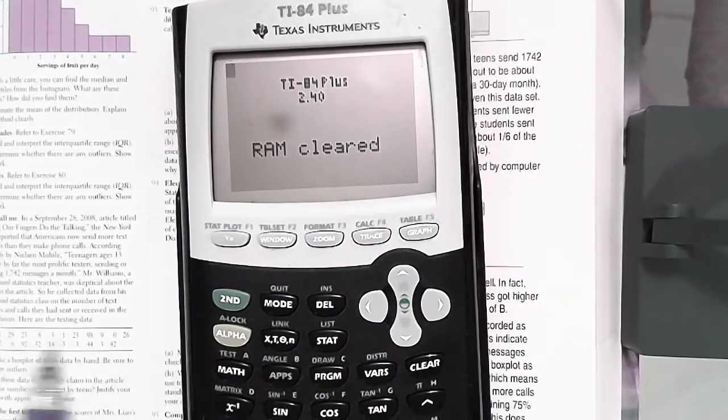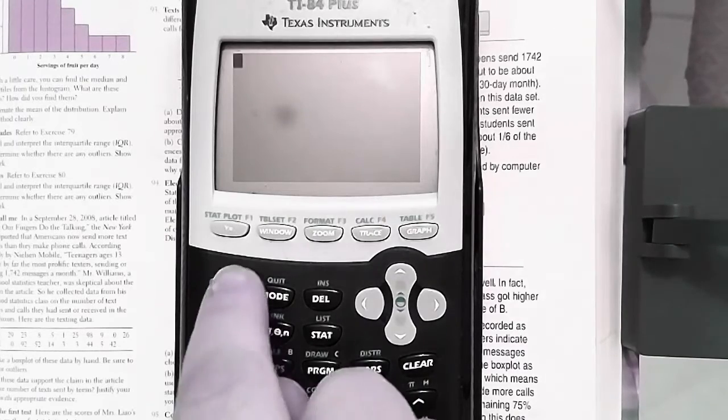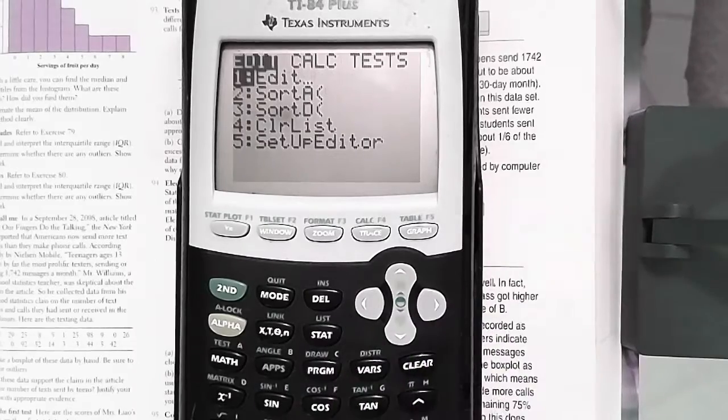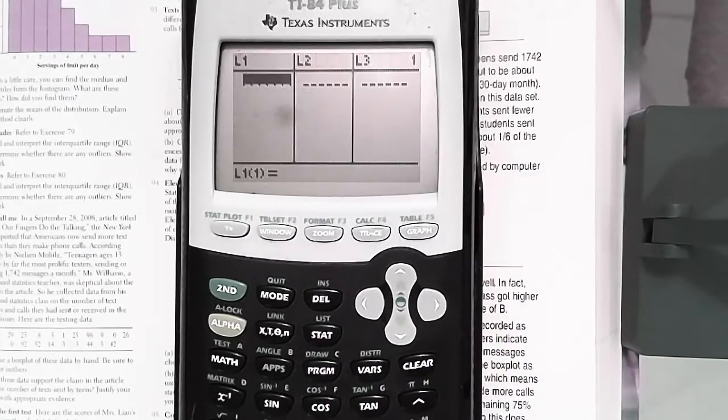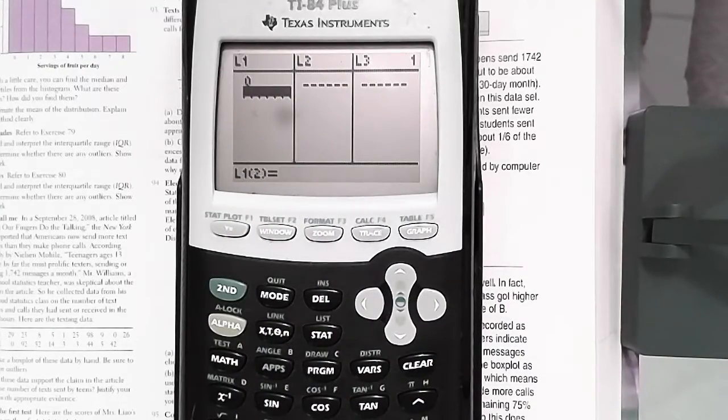So what I'm going to do is take this data that he gave us, and it's all right here in your book, and enter it into my calculator. I'm going to go ahead and just reset my calculator. And under Stat, under Edit, this is where I enter all my data. So I'm going to enter that rather quickly.